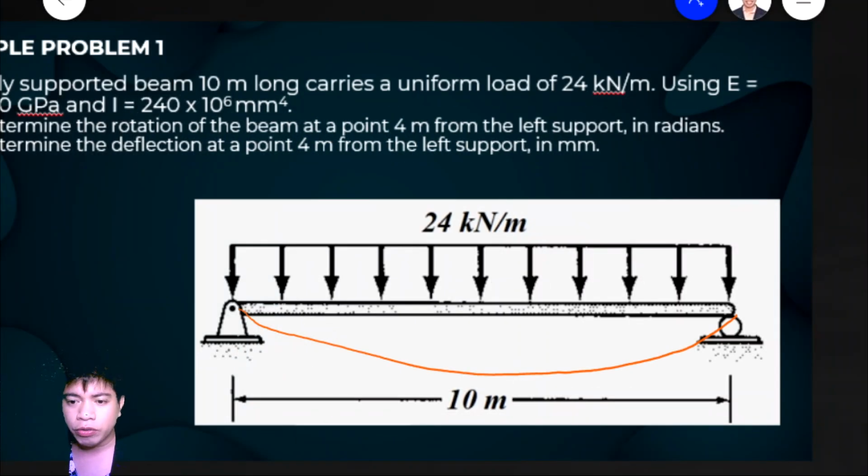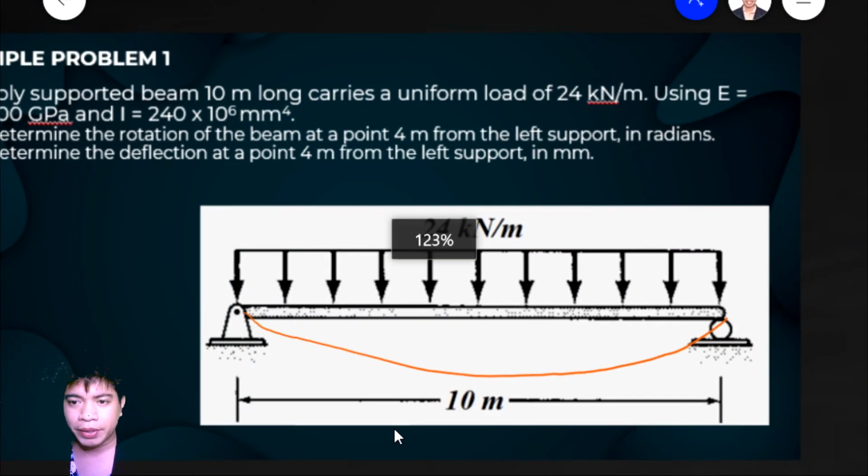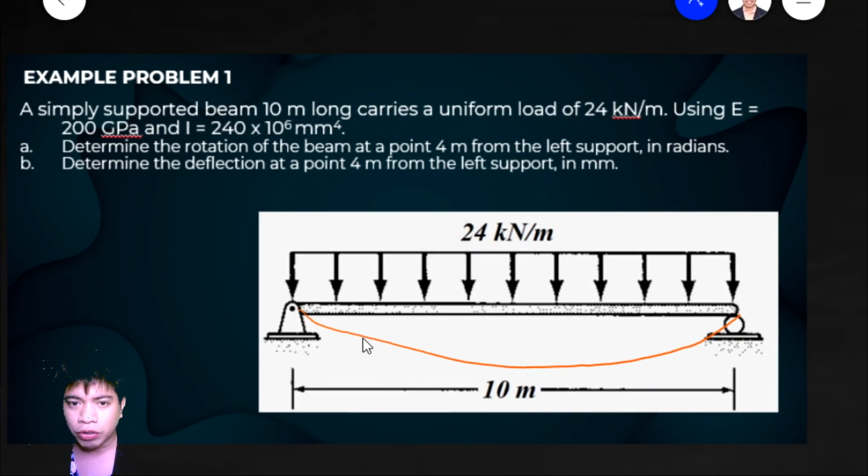Here on the whiteboard, I drew the elastic curve. This orange line is the elastic curve itself. What we are looking for is the rotation and deflection at a point 4 meters from the left support. This is our left support, and this is our right. Since our beam is symmetrical, automatically our lowest point will be at the center. This is our maximum deflection, but this is not what is being asked.